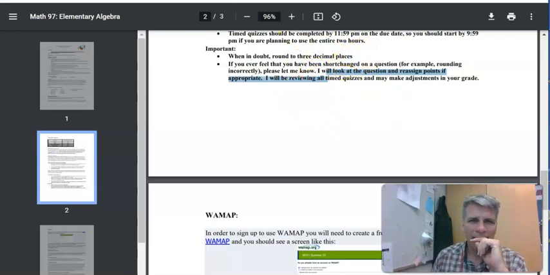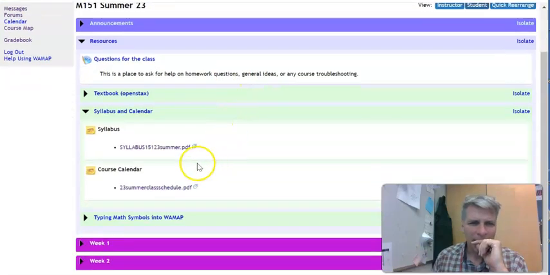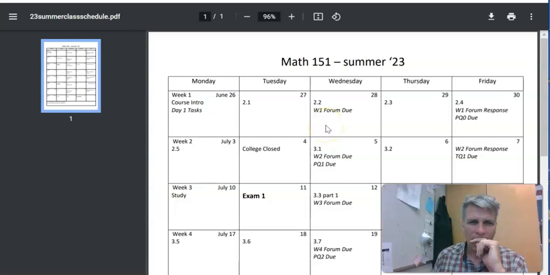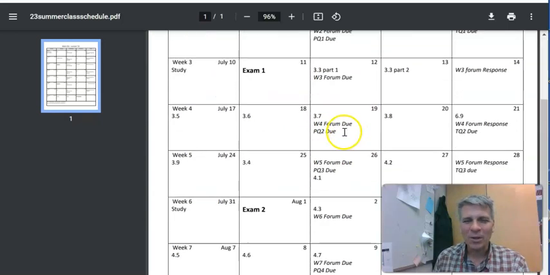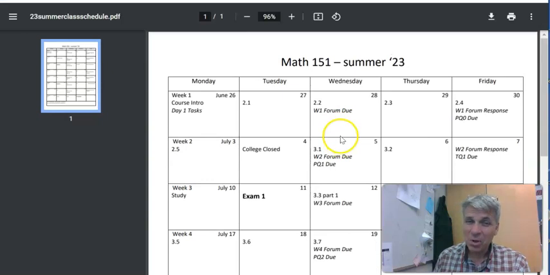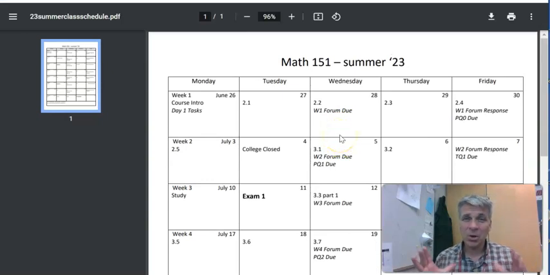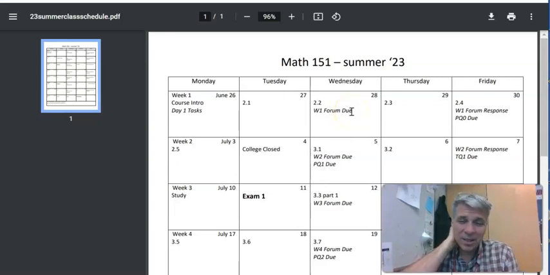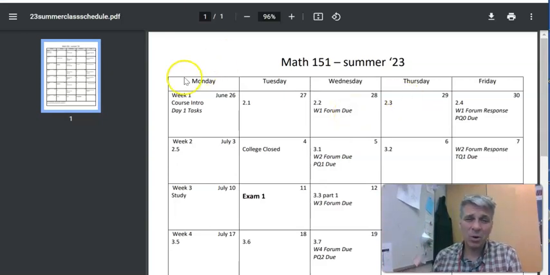Okay, next piece in resources, the course calendar. This is printable. I think it would be a great idea to print this out. Here is the whole course laid out for the summer. This is a summer class. We have to cover a bit of material in a pretty condensed amount of time. So we're going to be busy. It is a bit of work.